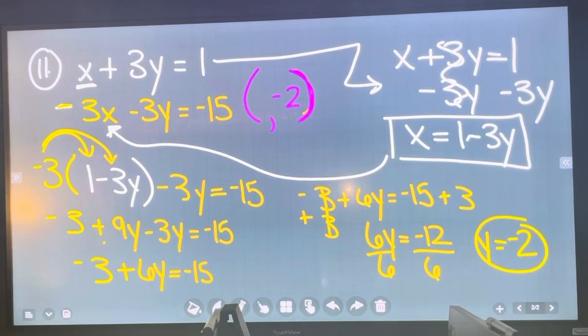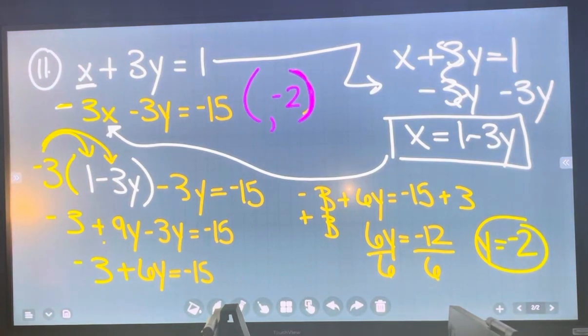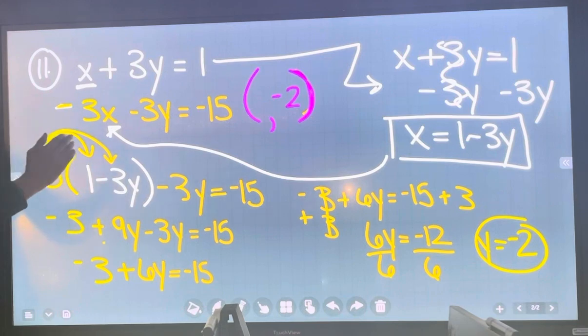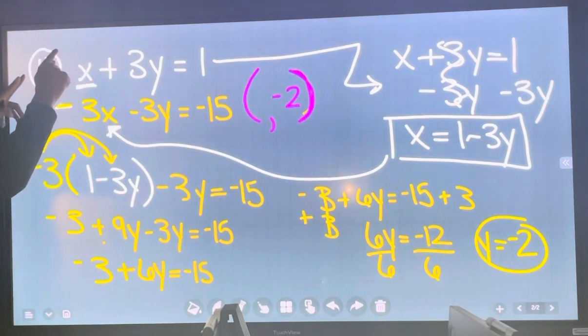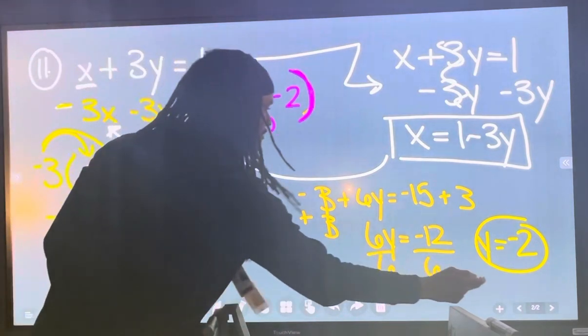So now we're going to take that -2, and you get a choice. You can take this -2 and plug it into the first or the second. Which one will be easiest? Plug it back into the first. So we're going to take the -2 and plug it back in here. I'm going to need some space.